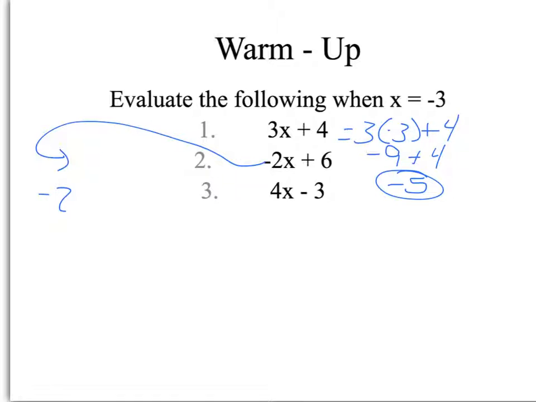Second one, -2x times -3, because that's what I'm plugging in. -2 times -3 is +6. Two negatives give me a positive. Add the two sixes together and I get 12.